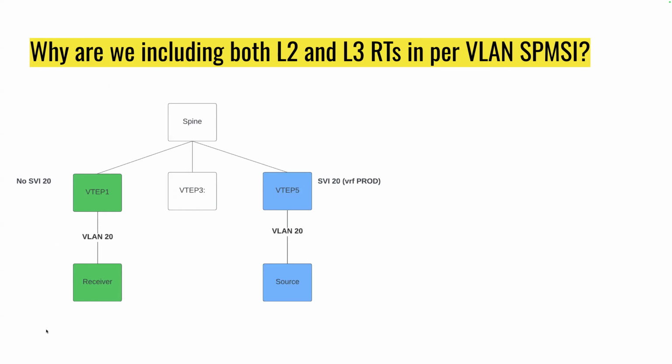Yeah, sure. So we are just discussing why we are including both L2 and L3 route targets in the per VLAN SPMSI that we generate. One hint would be to think in terms of the L2 VTEPs in the network. What I mean by L2 is the VTEPs which do not understand the L3 route target.